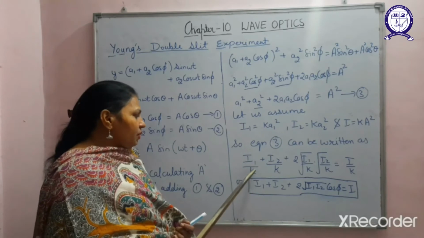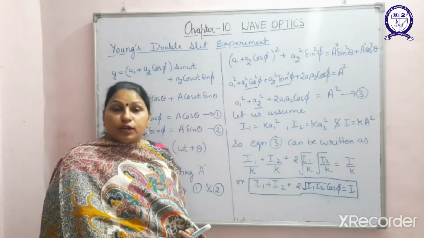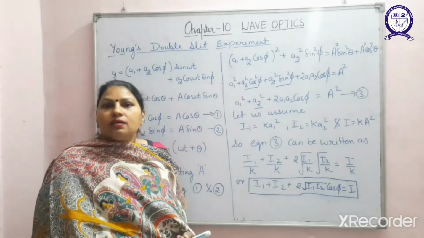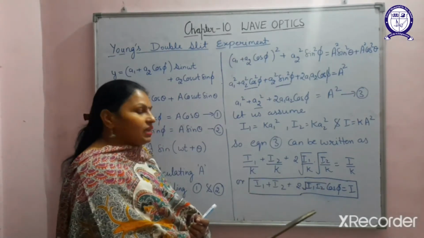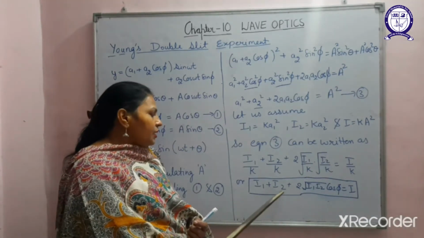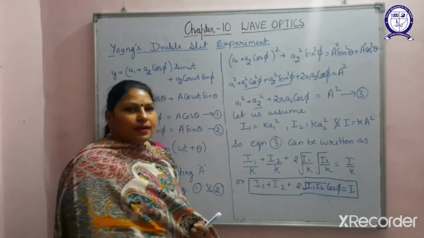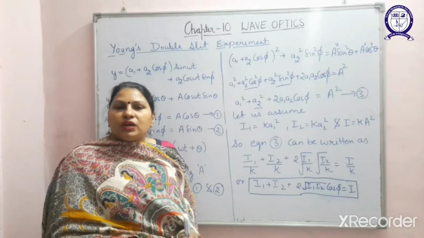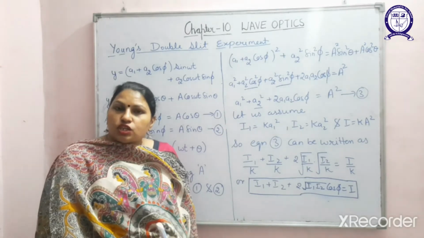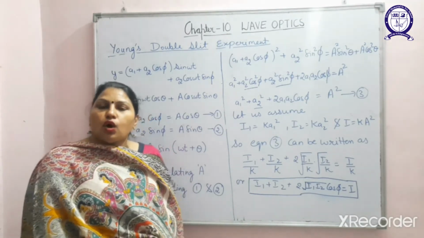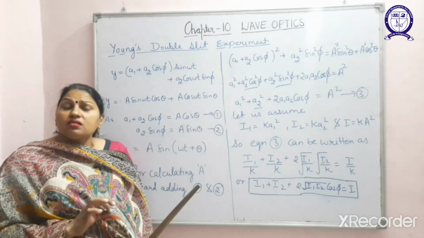So the equation will become I1 by k plus I2 by k plus 2 under the root I1 by k into under the root I2 by k is equal to I by k, which is the net resultant intensity. Here we can see that k is common to all, so it will get cancelled out and we'll get I1 plus I2 plus 2 under the root I1 I2 cos phi is equal to the net resultant intensity. Up to here, this mathematical expression gives the net resultant intensity of the superposition of two coherent sources of light in Young's double slit experiment.